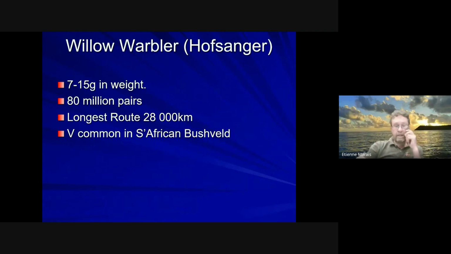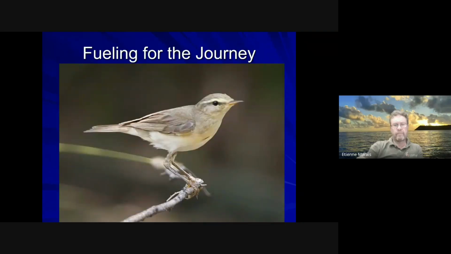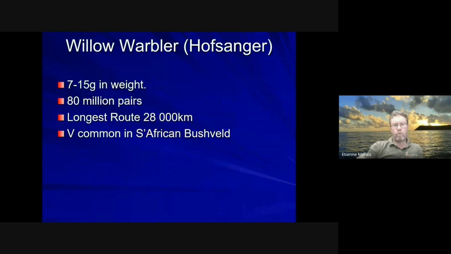And vast numbers of them. 80 million pairs, the bulk of them, I think all of them, come to Africa. So we have large numbers of them in the woodlands and bushveld of South Africa. And it's one of the birds where you see this remarkable process taking place, which is about metabolism. Because, of course, if a small bird like that's going to fly 14,000 kilometers in a couple of weeks, it needs a lot of energy.